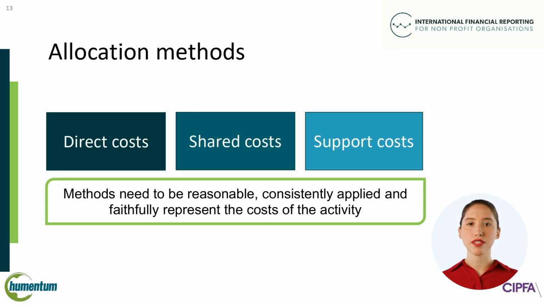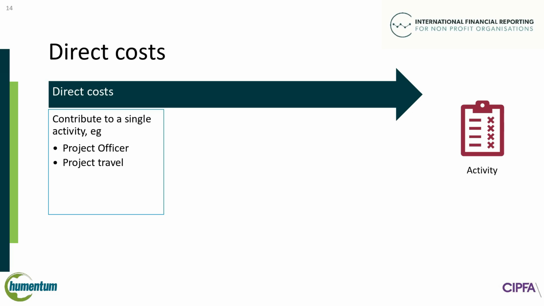Section 24, Part 2, provides general principles that need to be followed by an NPO when allocating expenses. It identifies costs as being either direct costs, shared costs, or support costs. A direct cost is a cost that is only for the purpose of a single activity. It can therefore be directly attributed to that activity. For example, the staff costs of an individual employee who works only on one project are directly attributable to that project. All of the staff costs of that employee must therefore be allocated to that activity.